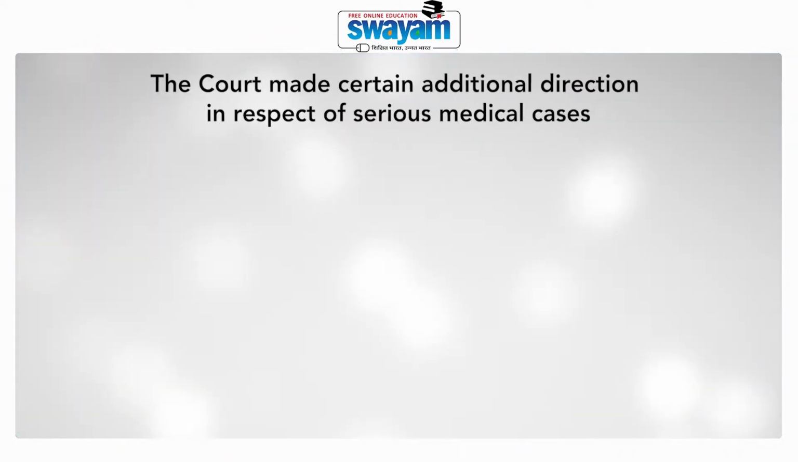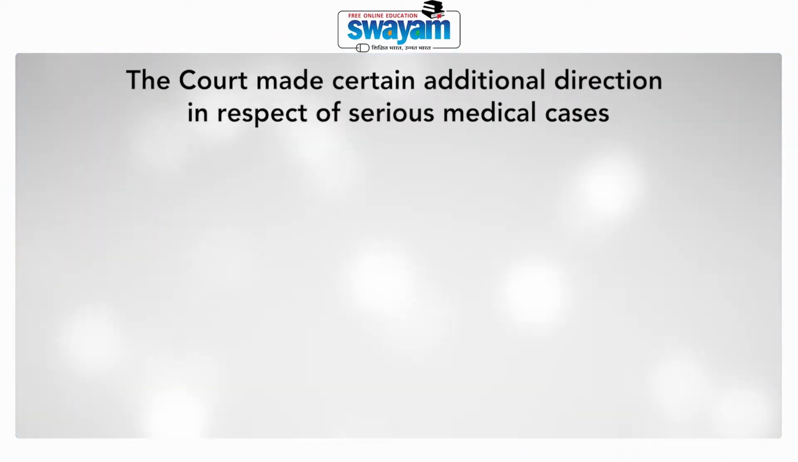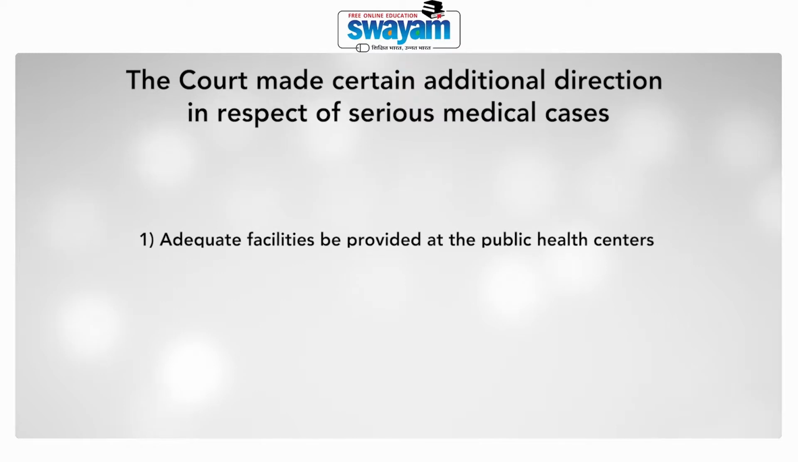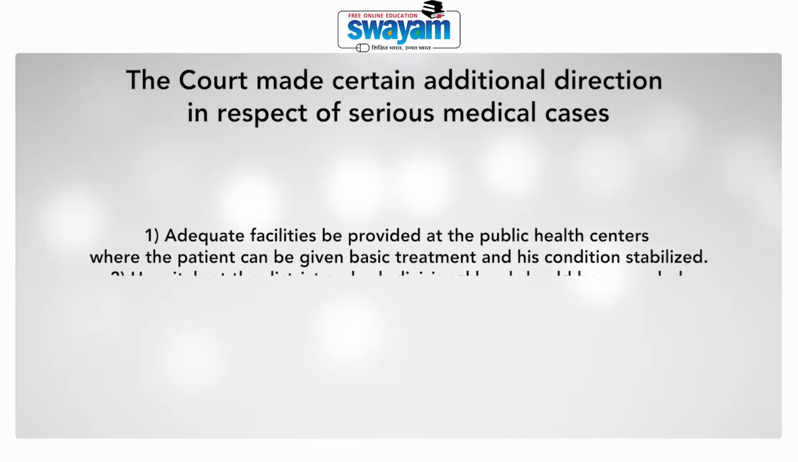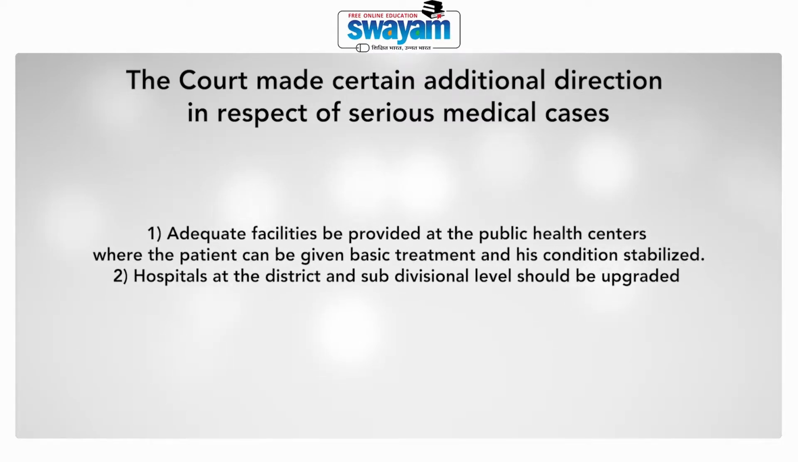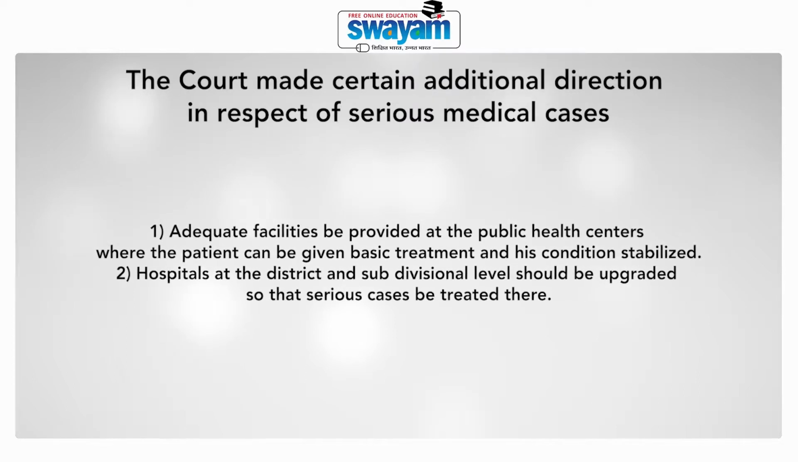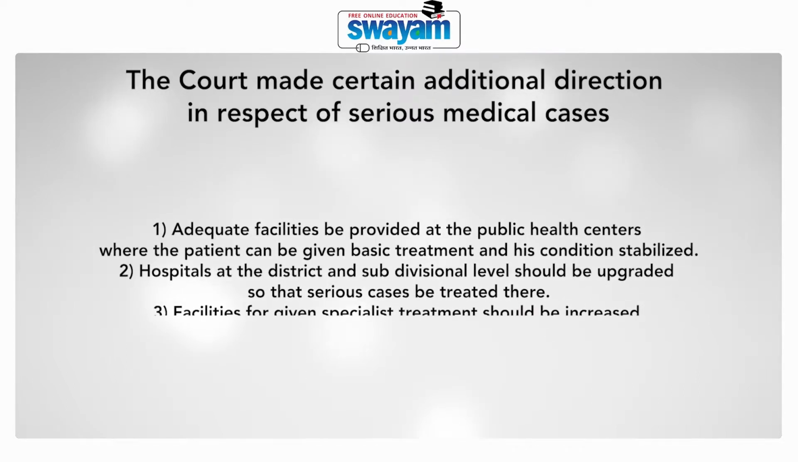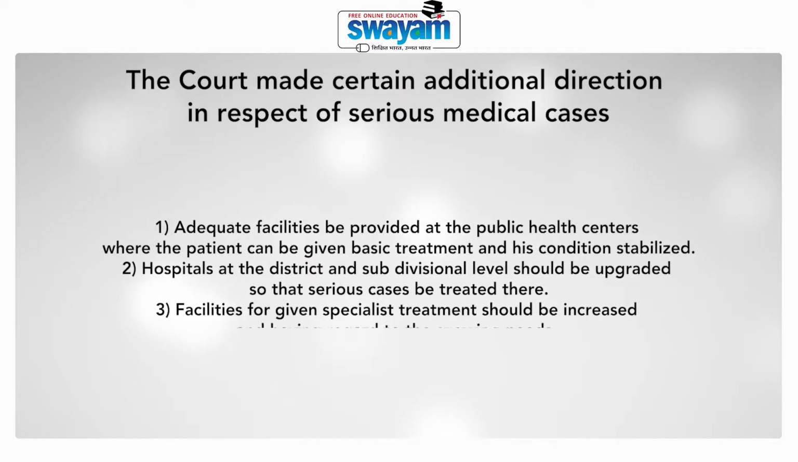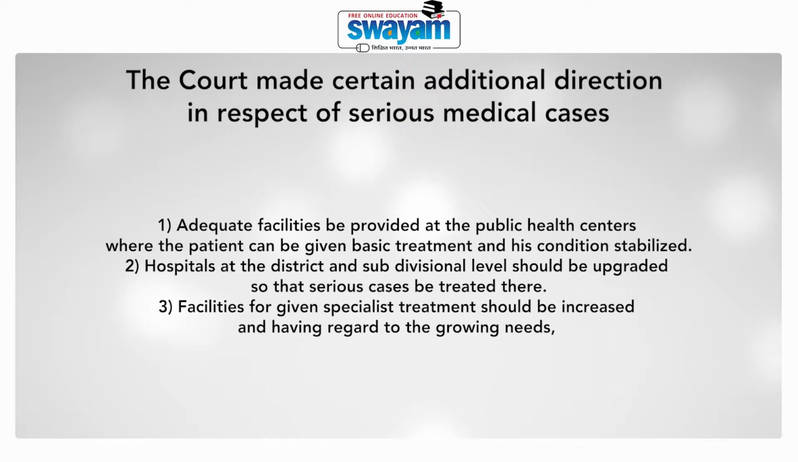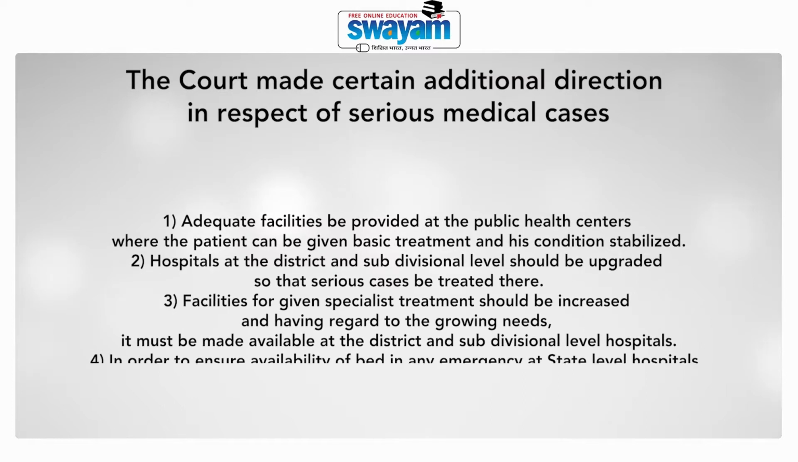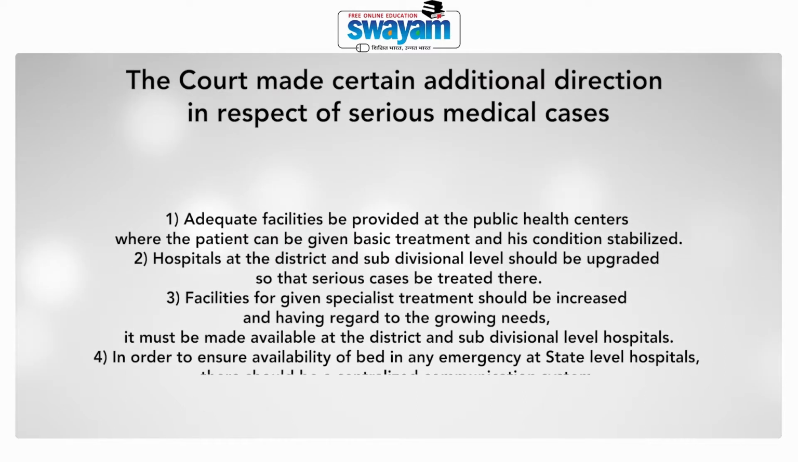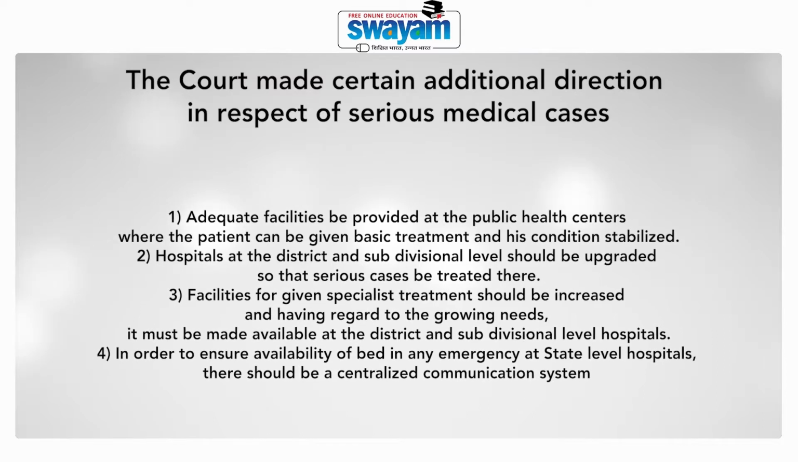The court made certain additional directions in respect of serious medical cases. Adequate facilities to be provided at the public health centers where the patient can be given basic treatment and his condition is stabilized. Hospitals at the district and sub-divisional level should be upgraded so that serious cases can be treated there. Facilities for giving specialist treatment should be increased, and having regard to the growing needs, it must be made available at the district and sub-divisional level hospitals in order to ensure availability of beds in any emergency at state level hospitals.